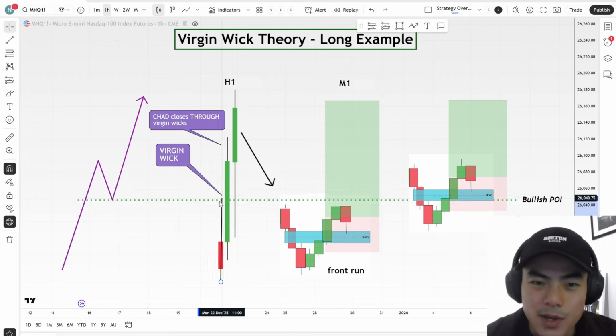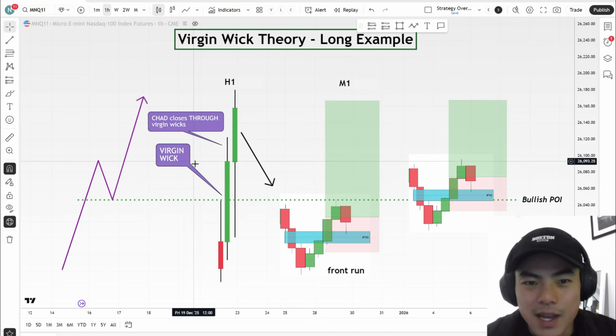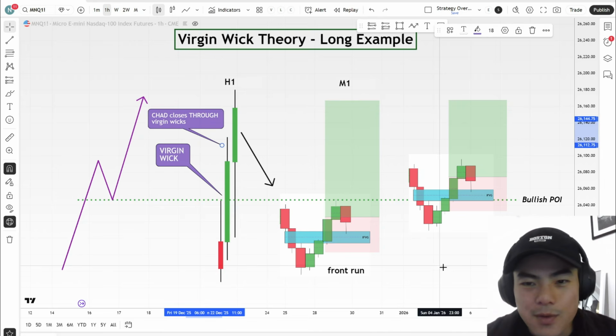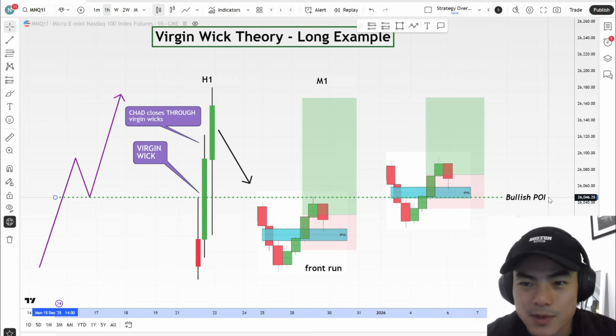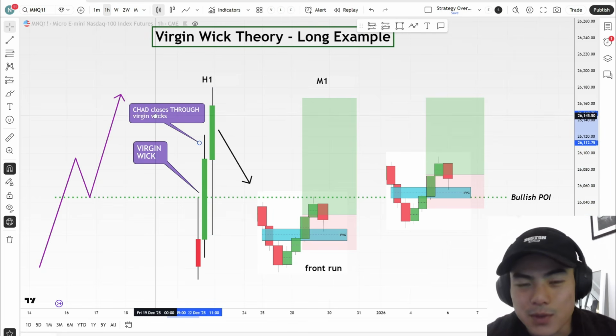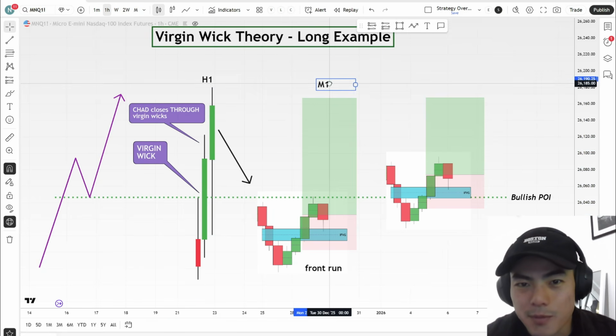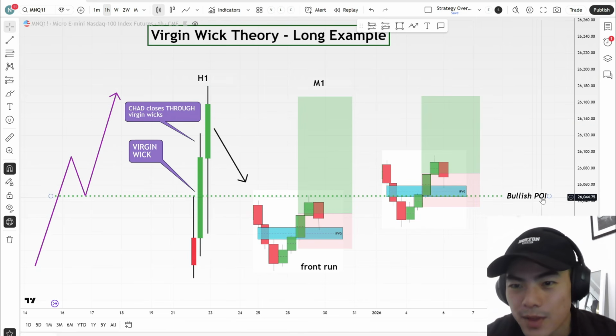So we look for virgin wicks, so this one here, to be closed through by what I call a Chad candle. And if the Chad candle is bullish, then we look for longs from that level. So this virgin wick becomes your bullish point of interest. Okay, so we mark that out horizontally. Then in the next hour, after the Chad candle closes, we drop down to the 1 minute time frame, look for price to trade below the point of interest.